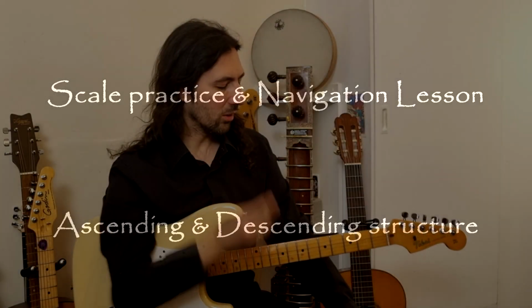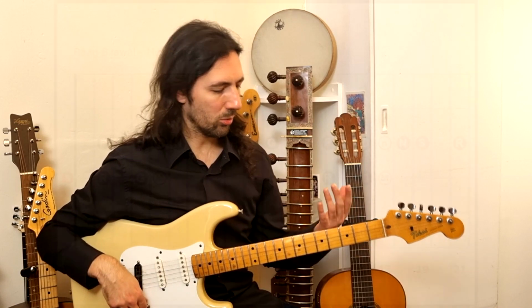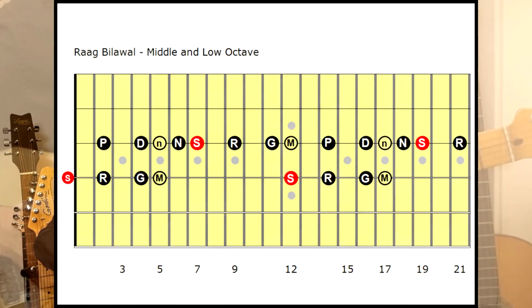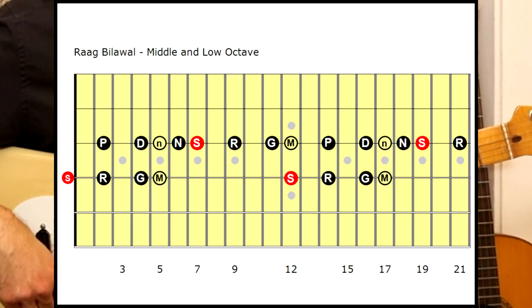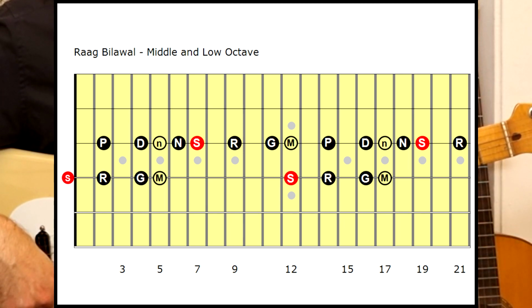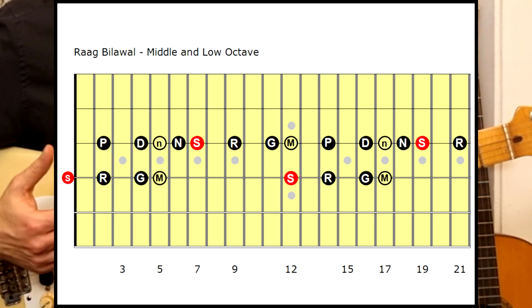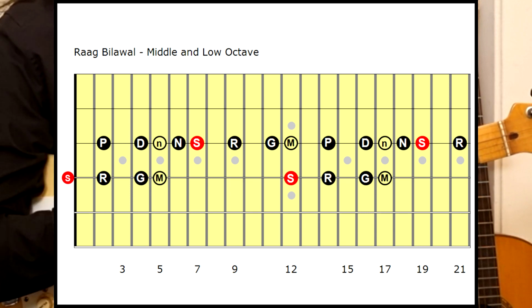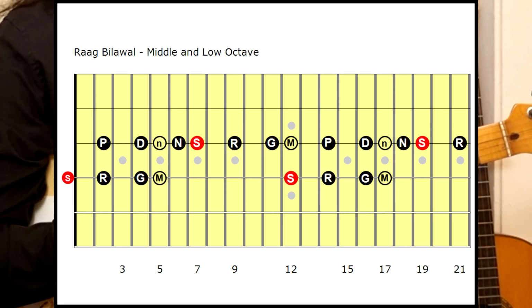We're going to be looking at Raag Bilawal, and first of all we're just going to look at the ascending and descending structure. That's always the most important thing, just to get the basic overview of the Raag, and then we'll move into a few different phrasing considerations, and we're going to look at the composition.